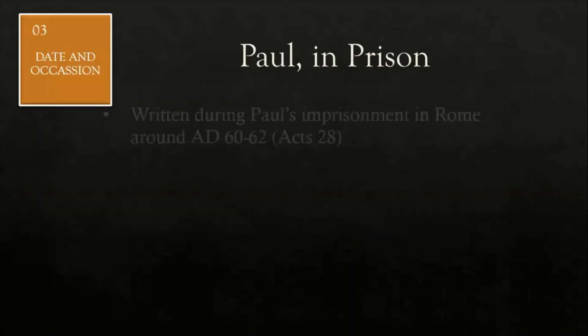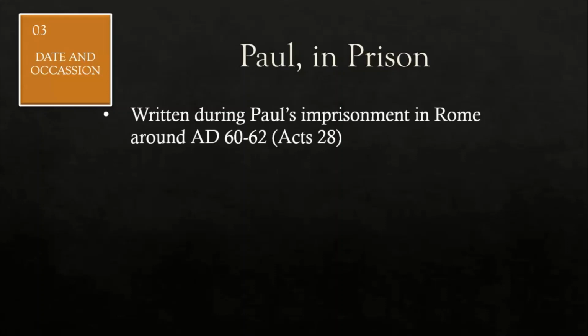So Paul in prison. So this letter was written during Paul's imprisonment in Rome around AD 60 to 62. So if you want more details on how Paul came to Rome and why he was in prison, you can read Acts 28 and the chapters before that. So Paul was in prison in Rome, and then Philippians is one of the letters that we call prison epistles. So these epistles, along with Colossians and Philemon, are epistles that Paul wrote while he was in prison in Rome.